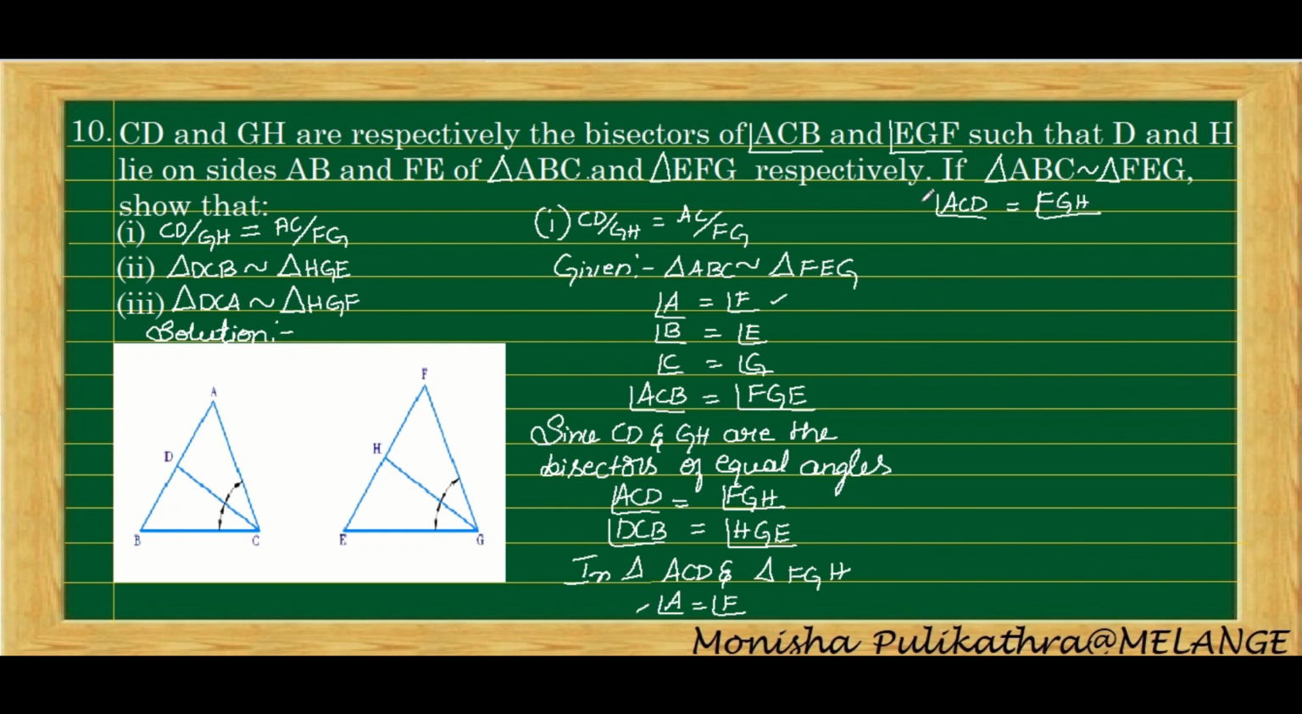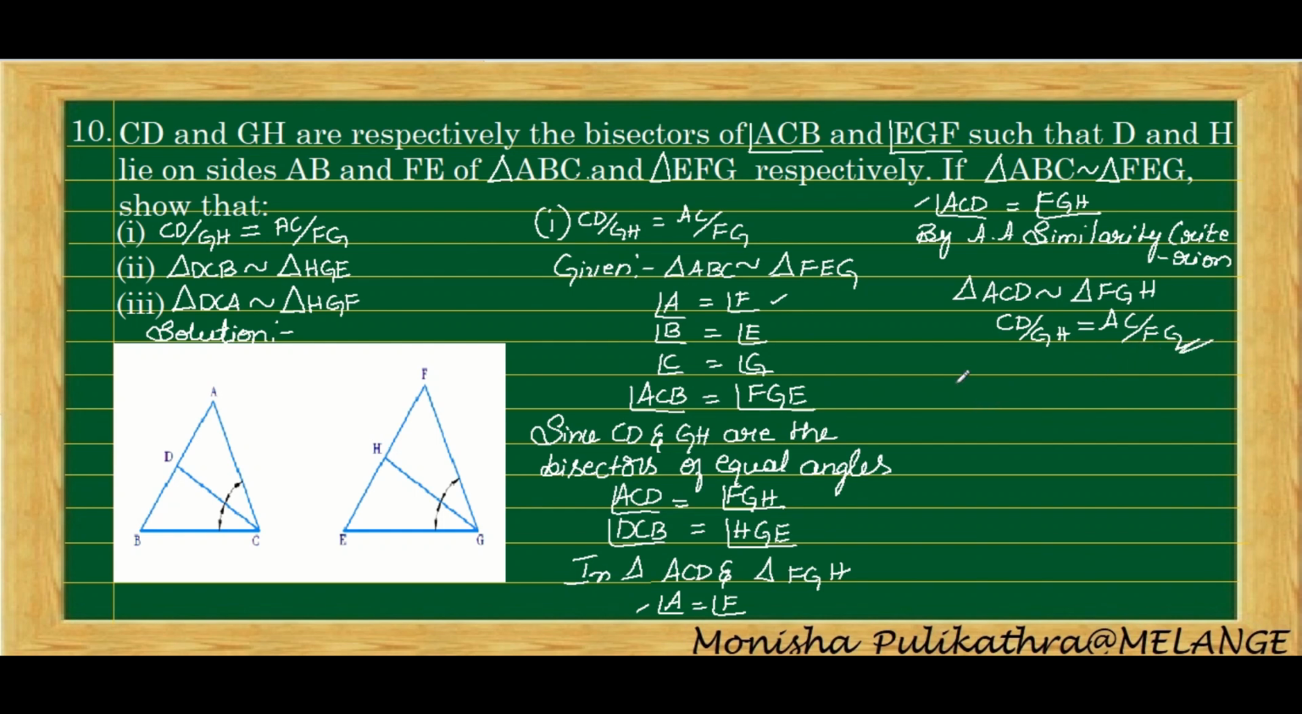Since two angles are equal, by AA similarity criterion, triangle ACD is similar to triangle FGH. If two triangles are similar, then their corresponding sides are proportional. Corresponding sides will be in equal ratio. So hence we proved the first one.